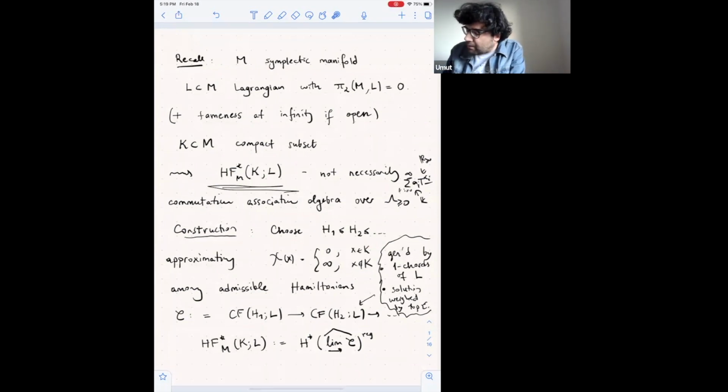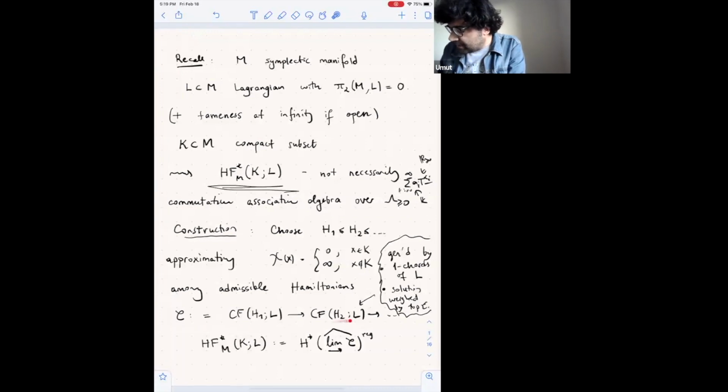These are generated by chords of L. So you look at the flow of each H_i, and you look at the chords which start on L and end on L, in time 1. It's freely generated by such chords. There are continuation maps, and there's a differential. So it's exactly like Hamiltonian Floer homology, but instead of one-periodic orbits, we do chords. The solutions are, again, weighted by the topological energy of solutions of the Floer equation.